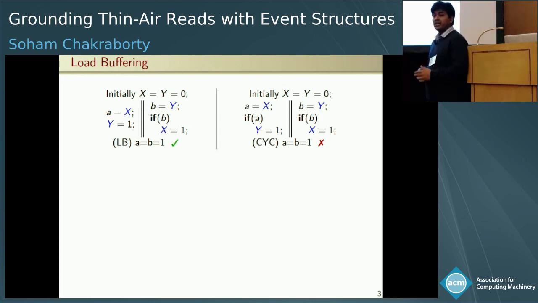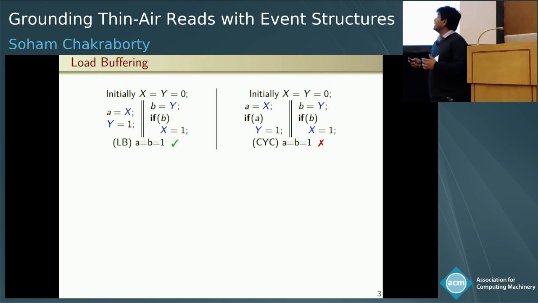Now, clearly, no interleaving execution allows this behavior. However, consider that the access pair in the first thread is independent, so during compilation, a compiler may reorder these accesses. In that case, there can be a possible interleaving execution which results in A equal to B equal to 1. It is possible when Y equal to 1 takes place first in the first thread, followed by an execution of the second thread, where B reads the value 1 and then sets X equal to 1. And in the first thread, X reads the value 1 and sets A equal to 1.